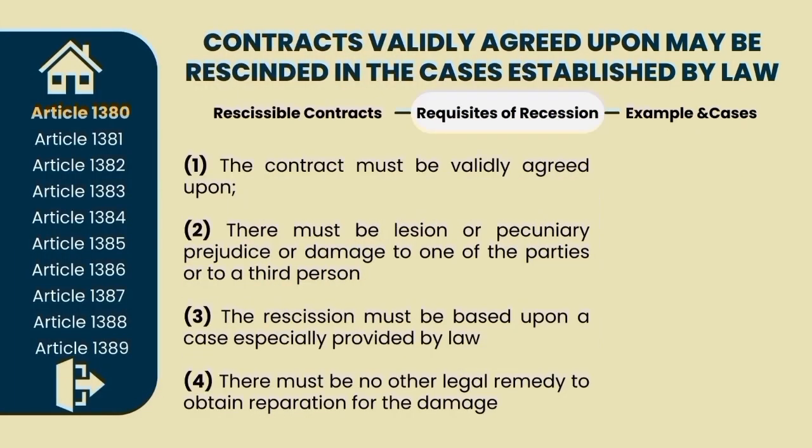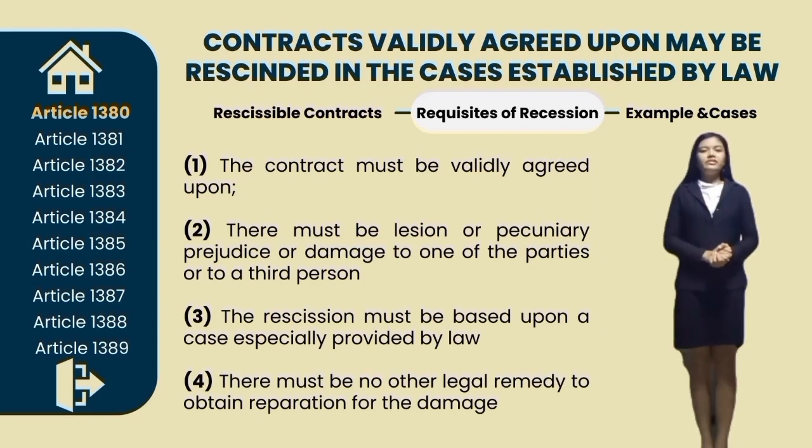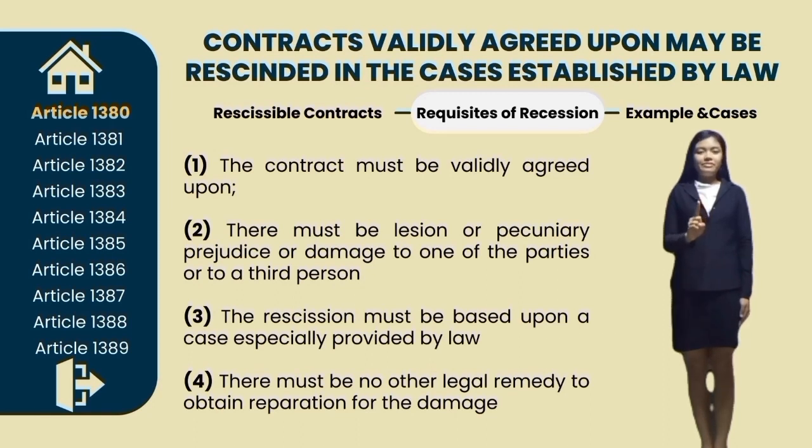The requisites of rescission. Number 1. The contract must be validly agreed upon. Number 2. There must be lesion or pecuniary prejudice or damage to one of the parties or to a third person. Number 3. The rescission must be based upon a case especially provided by law. Number 4. There must be no other legal remedy to obtain reparation for the damage.